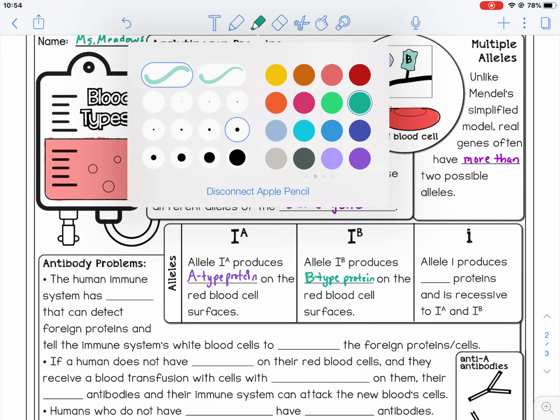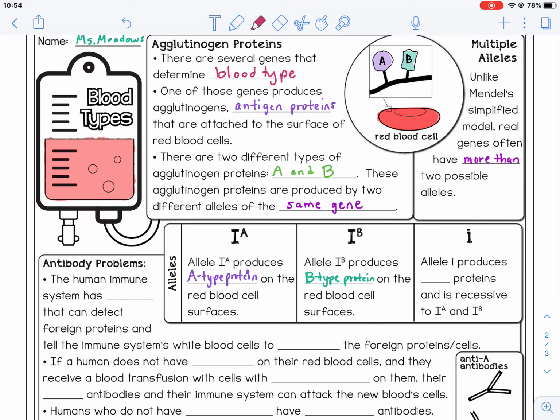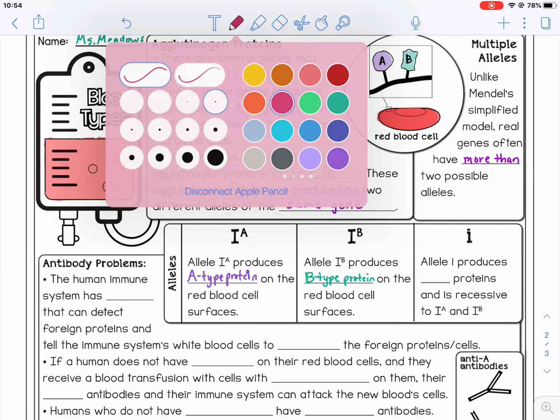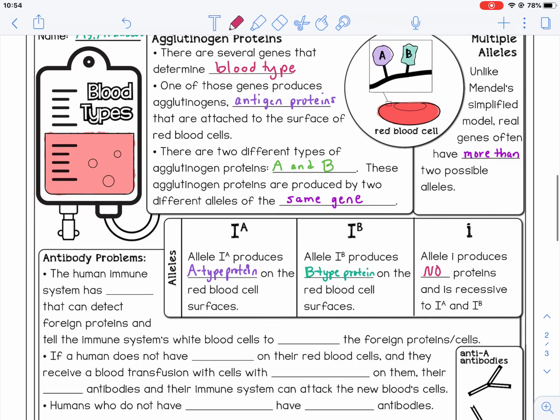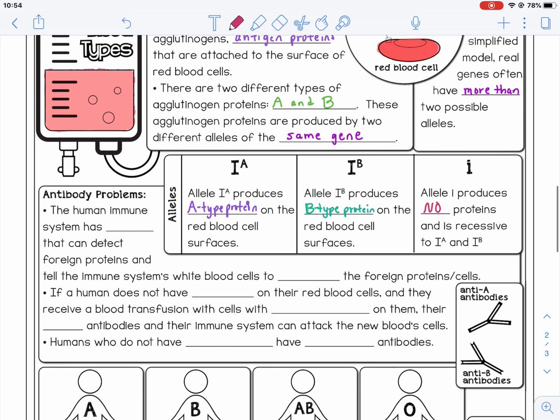And then little i, well, with little i, there's no protein on the surface of the red blood cell. And little i is recessive to both IA and IB. IA and IB, however, are codominant to one another.